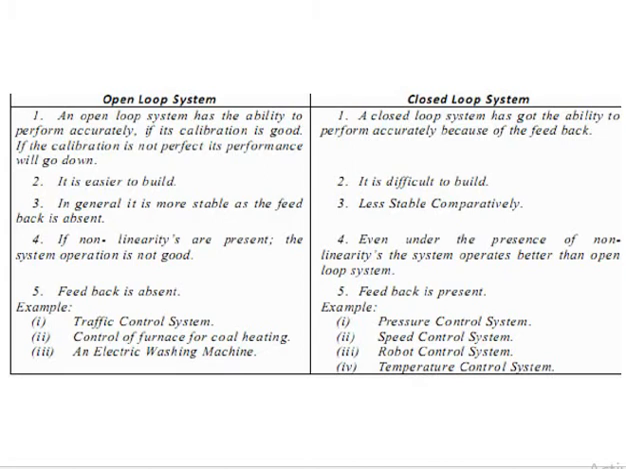So I am going to summarize these differences. Less stable comparatively, and feedback is absent. So what are the examples I told? First one is traffic control systems. Control of furnace for coal heating, where there is no feedback, so that heat is going on. Electrical washing machine. The best examples: traffic signals and electrical washing machines, control of furnace for coal heating. Whereas feedback element is present in closed loop, what are the examples? Pressure control, speed control, robot control, temperature control. Everything will be there in closed loop control systems.